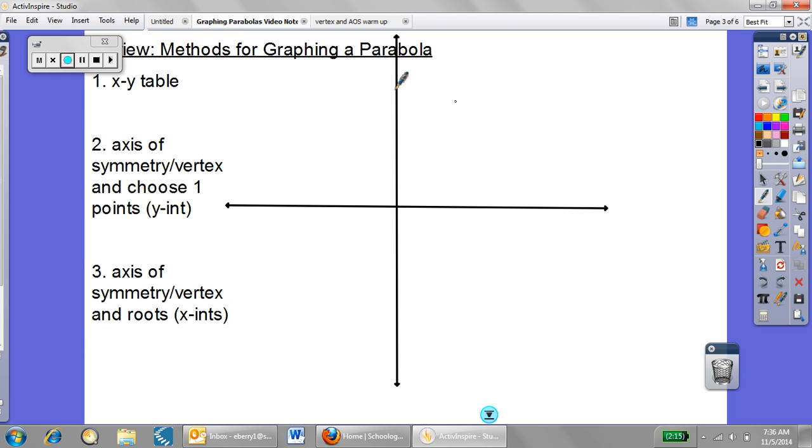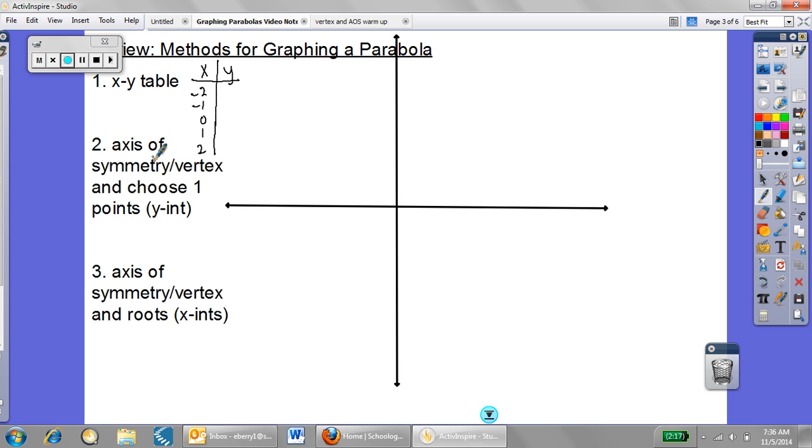As a review, here are the methods we've learned for graphing a parabola. The first thing we learned was to build an XY table. So this is how we started, and we chose values -2, -1, 0, 1, and 2. We plugged them into our equation, got all the y values, and plotted those points. We learned that a few days ago.